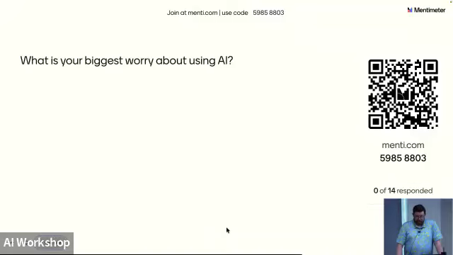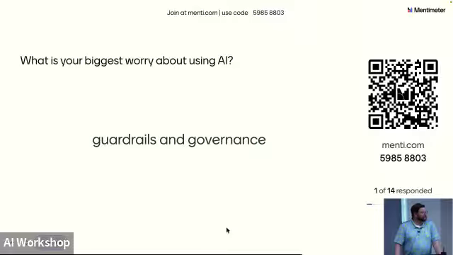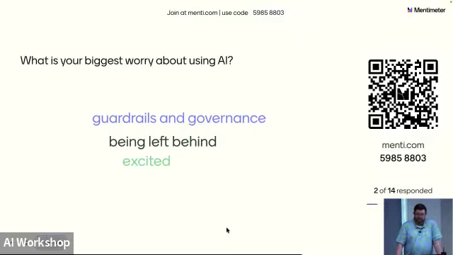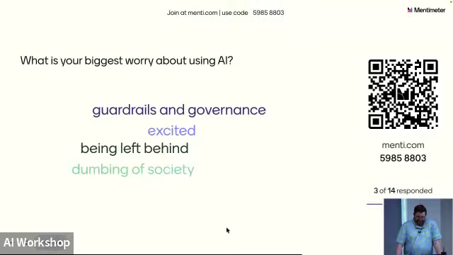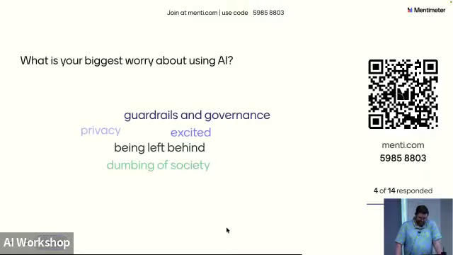Nobody's worried about AI at all. Nothing scares them. Everybody's completely happy. No one's seen Terminator. Okay. Guardrails and governance. It's a very good thing to be concerned about. Anything else? Being left behind. Dumbing down of society. That's also a valid concern.